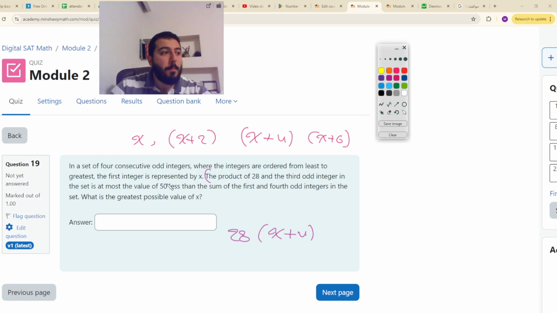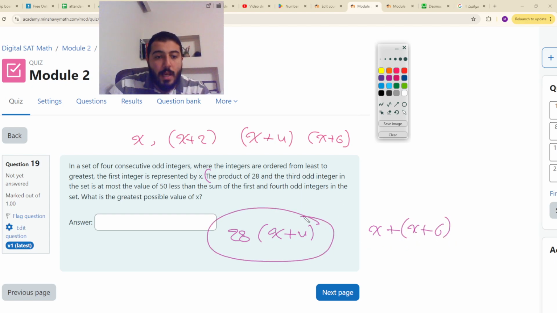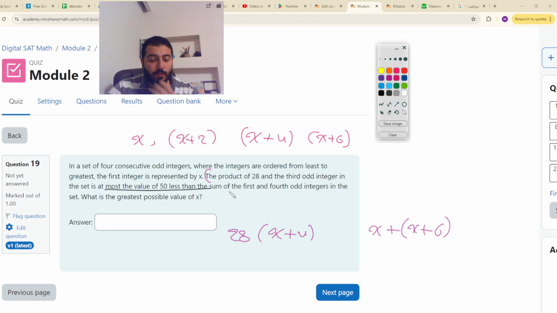At most is the maximum for it to be 50 less than the sum of the first and the fourth. The first and the fourth is x plus 6. This is the sum of the first and the fourth, and this one is at most 50 less than. So let's translate at most 50 less than.